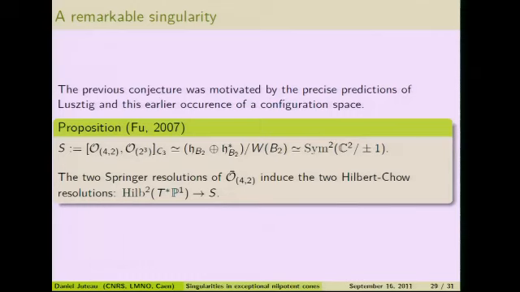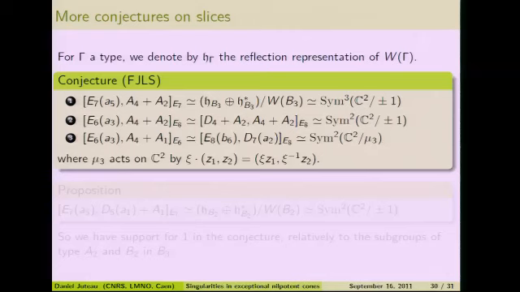So we started looking for other places which could be of this kind of singularities. So we want, since it's a quotient singularity, something rationally smooth at least, so we have some data that we can check. And so here are some other conjectures about those kind of singularities for other slices.